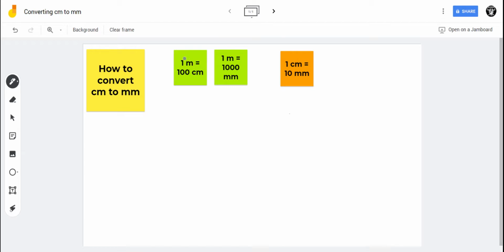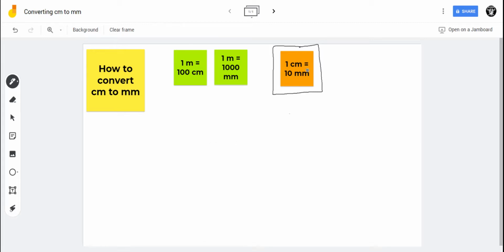Remember, the base unit in the metric system is the meter, and 100 centimeters equals a meter. We can also remember that 1,000 millimeters equals a meter. So if we do the math here, to get from 100 to 1,000, you have to multiply by 10. So we can conclude that 1 centimeter equals 10 millimeters. And indeed, those are two very common units of measurement when you're measuring small things, and today we're going to be talking about converting between them.